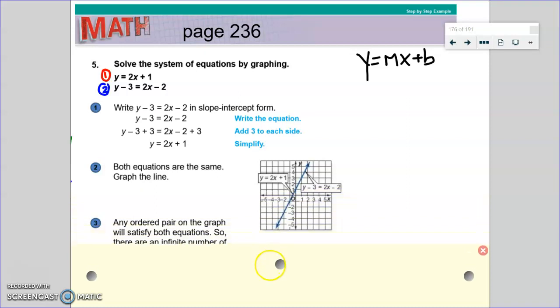And now what we notice when we go to graph this, that both of my equations end up being the same and they end up overlapping each other. So any point that exists on this line, if we were to plug into both of my equations, it would always work. So we would call this infinitely many solutions.